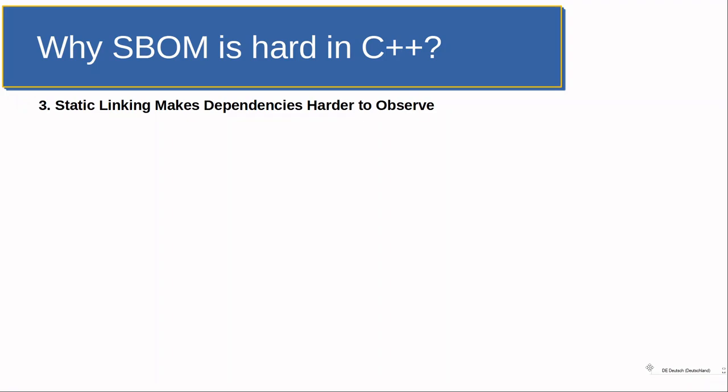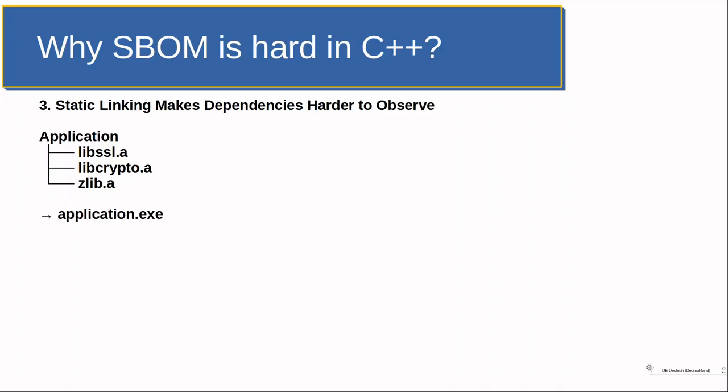The third reason which makes SBOM for C++ hard is static linking. Static linking is very common in C++ projects. We have here an example: an application which links against libssl 1.x, libcrypto 1.x, and zlib 1.x.